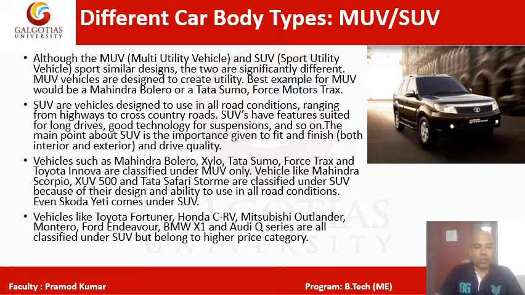So vehicles such as the Mahindra Bolero, Xylo, Tata Sumo, Ford trucks, and Toyota Innova come under MUV only. However, the Scorpio, XUV 500, and Tata Safari are classified under SUV because of the design and ability to use in all road conditions. Even the Skoda Yeti comes under SUV. Vehicles like the Toyota Fortuner, Honda CRV, Mitsubishi Outlander, Ford Endeavour, BMW X1, and Audi Q series are all classified as SUV but belong to the high price category.